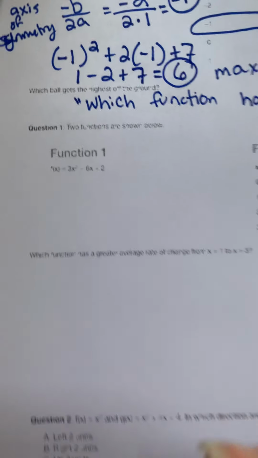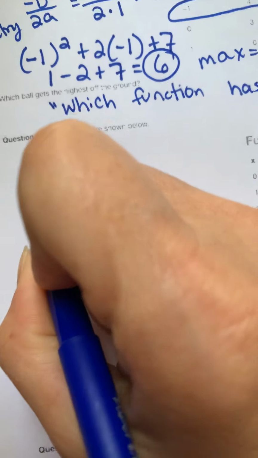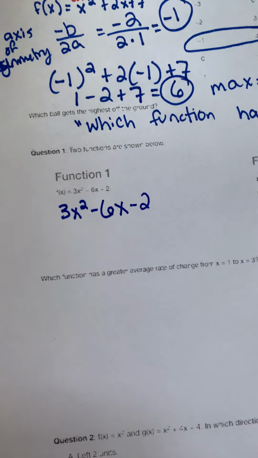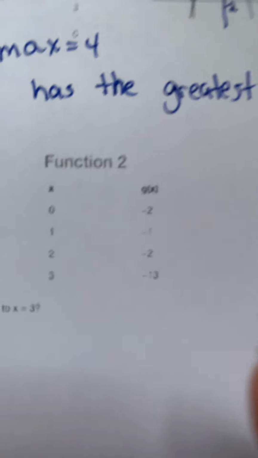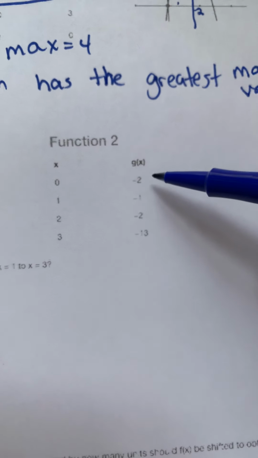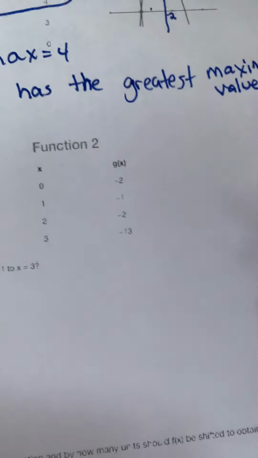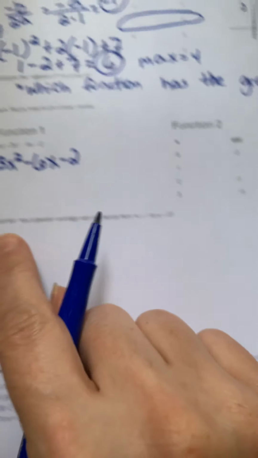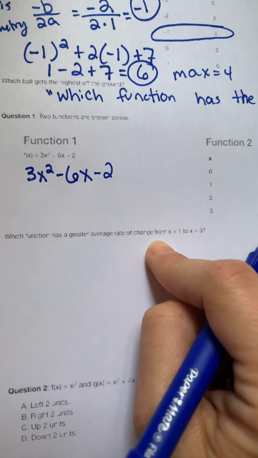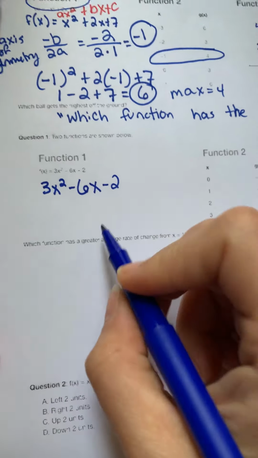Okay, now for the next one. Two functions are shown below. Let me rewrite these. 3x squared minus 6x minus 2. And then we've got 0, 1, 2, 3 for my x, and -2, -1, -2, -13 over here. Which function has a greater average rate of change from x equals 1 to x equals 3?